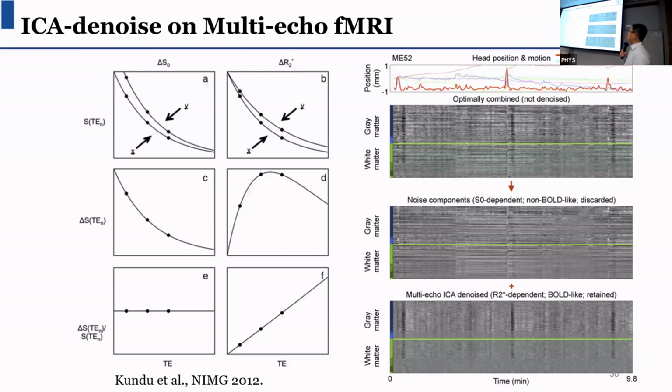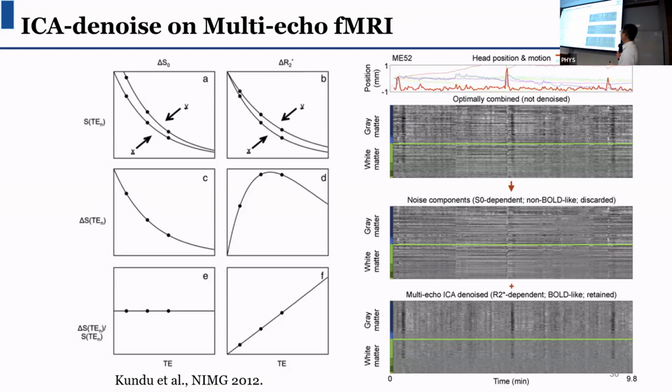Here I'm showing an example. The top row is showing the head motion information. You can see a big head motion here. This head motion is an artifact, a very, very important artifact in functional MRI, but we know it's not T2 star related.